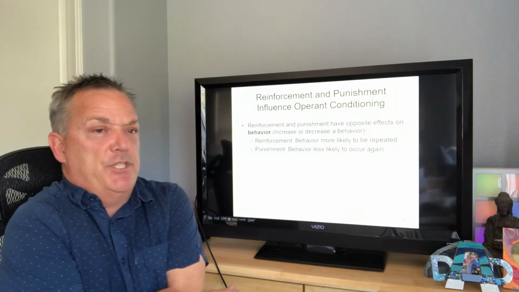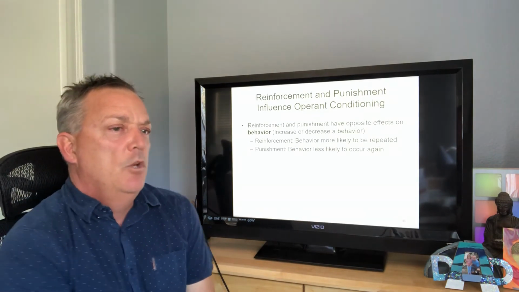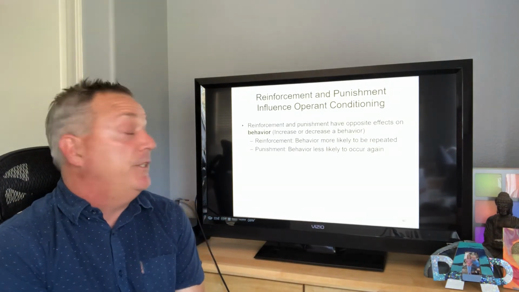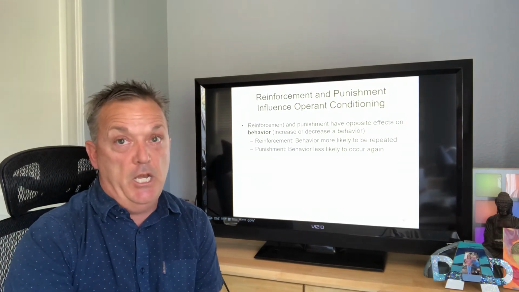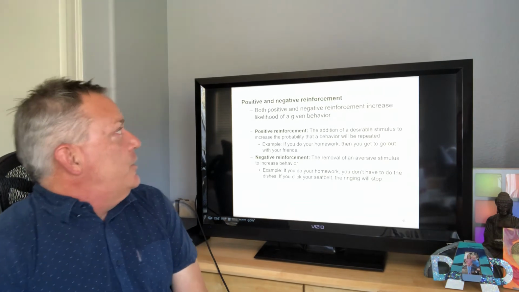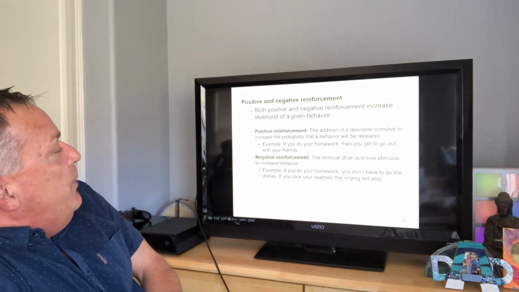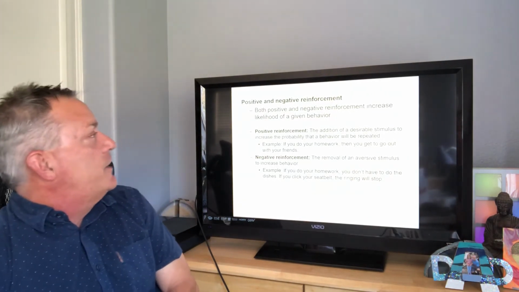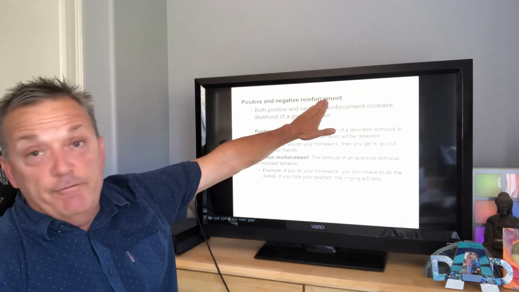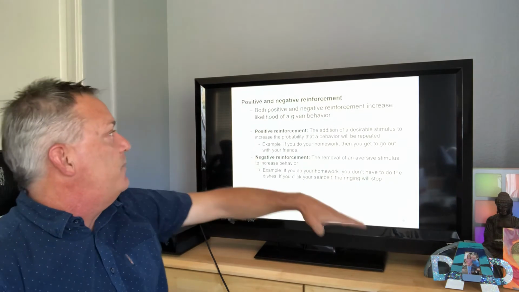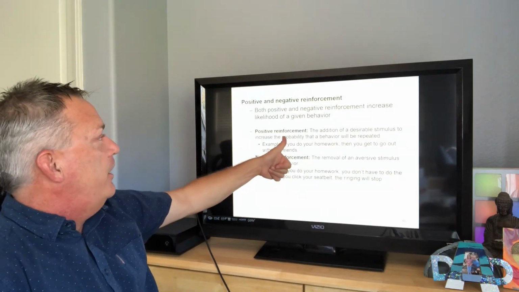Reinforcement and punishment have opposite effects on behavior. Reinforcement makes a behavior more likely to be repeated. Punishment, of course, makes a behavior less likely to occur again. Let's take a look at positive and negative reinforcement. Both positive and negative reinforcement increase the likelihood of a given behavior, right? Because it is reinforcement. Punishment decreases behavior. Let's increase the behavior here.